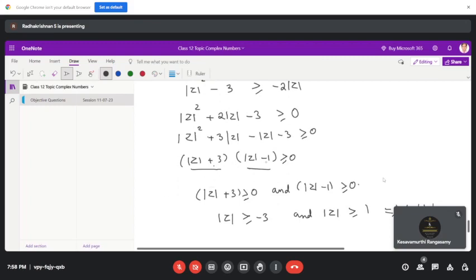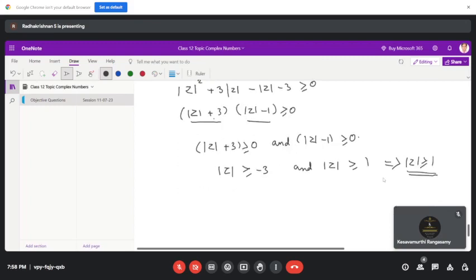Okay. So this is one part. So both are greater than or equal to 0. Other part is both are less than or equal to 0. Okay. So in the both are greater than or equal to 0, then you get this, right? Mod z is greater than or equal to 1 and over. Do the same thing for the other part.